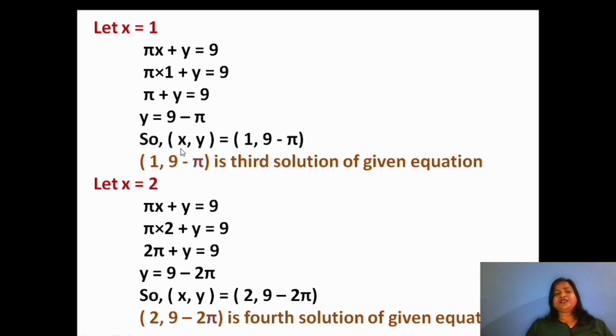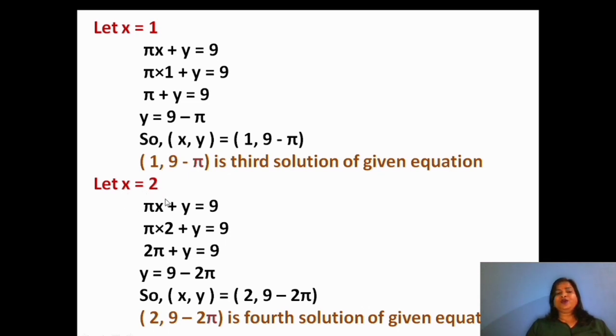So here you can see (x, y) is equal to (1, 9 minus pi). The value of x is 1 and 9 minus pi is the value of y. So here we have written (1, 9 minus pi) is the third solution of the given equation. Now we have to find the fourth solution. So here we have assumed x is equal to 2.